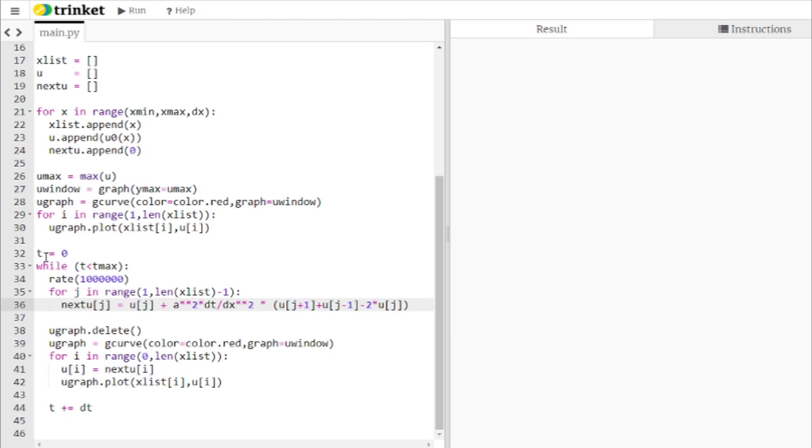And so we're looping over t here, and basically each time we go around the loop, we're going to replace u with the next u value. So next becomes current on the next go around. And basically each time we go around, we're going to redraw the graph so that we get a nice animated graph. Let's click run and see what happens.